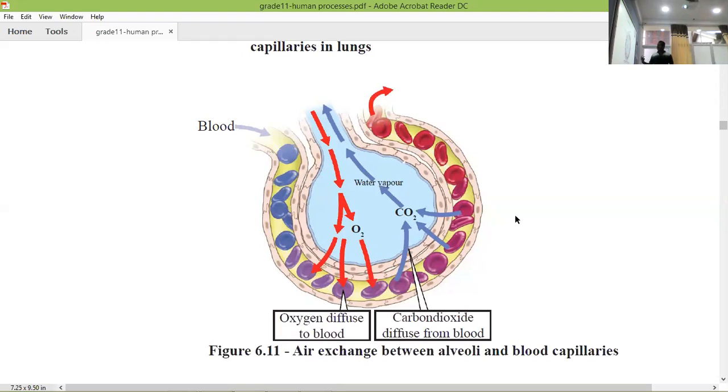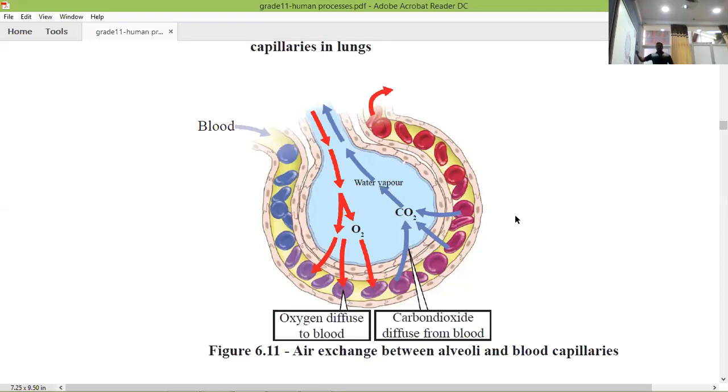Not only carbon dioxide, but water vapor is also given from the blood capillary to the alveolus. So when we breathe out, along with carbon dioxide, water vapor is also removed. Both carbon dioxide and water vapor are excretory products of metabolism, of respiration. This is what happens in the alveolus or alveoli sacs.